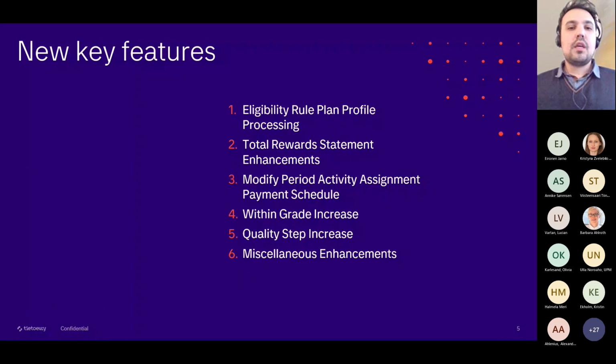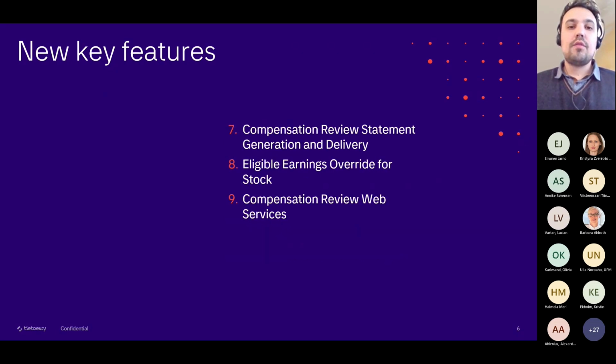Here is a list of the new features for core compensation. We will do core compensation first, and after that we'll go to the advanced compensation new features. There are a few features for core compensation, and we are going to start with the eligibility rule plan profile processing. For advanced compensation, there are 3 new features, especially the main one, compensation review statement generation and delivery, where we are going to have a demo.